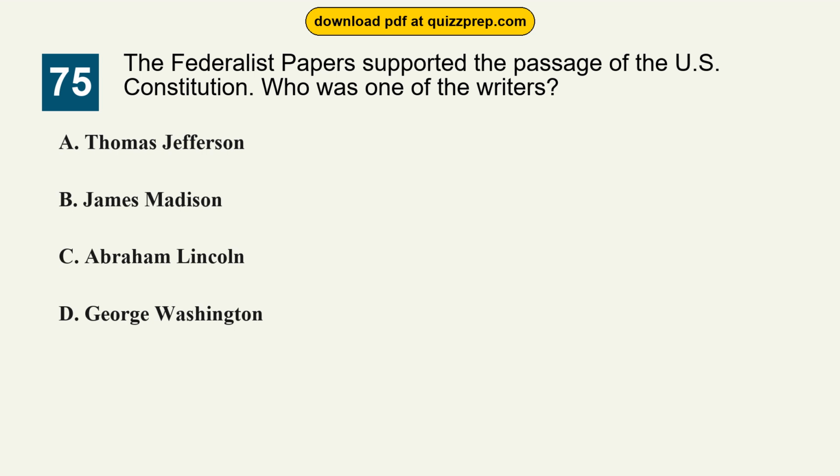Constitution. Who was one of the writers? Option A, Thomas Jefferson. Option B, James Madison. Option C, Abraham Lincoln. Option D, George Washington. The correct answer is option B, James Madison.